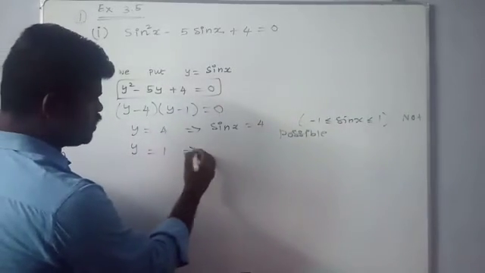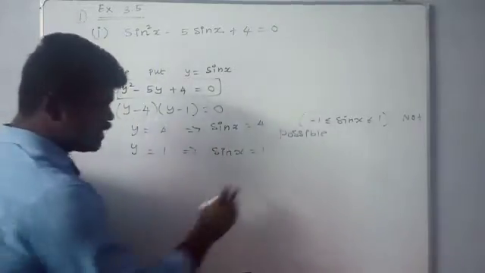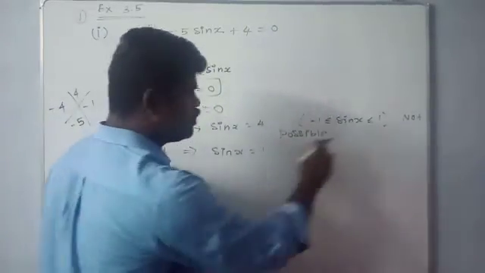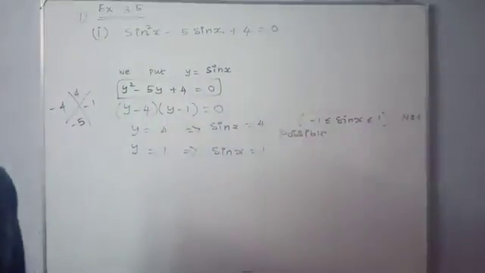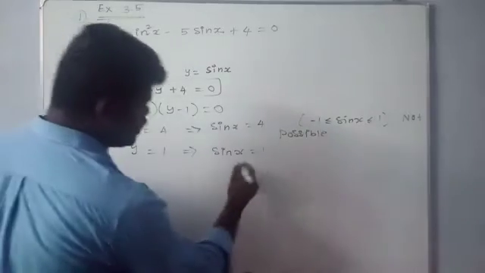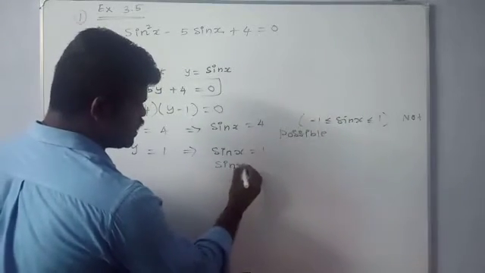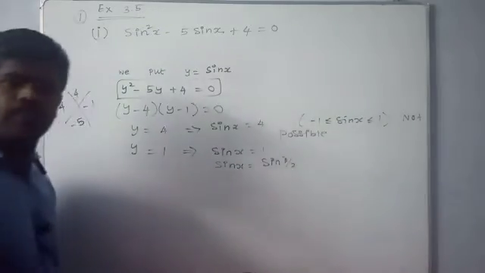Sin y equal to 1 means what? Sin x is equal to 1, because sin x equal to 1 is a possible value, since the range of sin x is minus 1 to plus 1. Now sin x is equal to 1. Therefore sin x is equal to sin pi by 2 form.